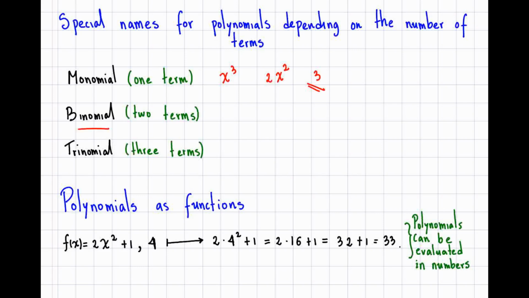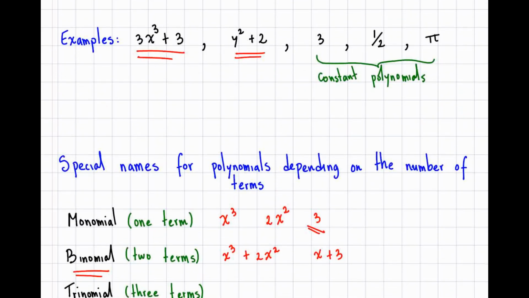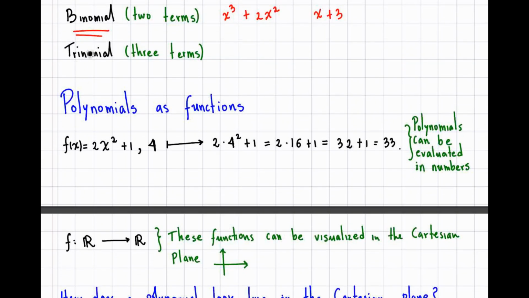A polynomial is a binomial if it has exactly two terms. For example, x raised to the power of 3 plus 2 raised to the power of 2, and x plus 3. It is a binomial. Note that the original examples are binomials. Finally, a polynomial is a trinomial if it has exactly three terms. For example, x raised to the power of 2 plus x plus 1.